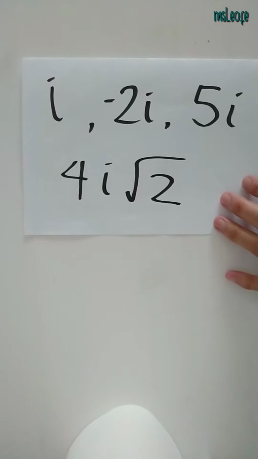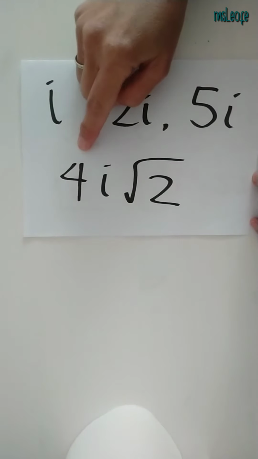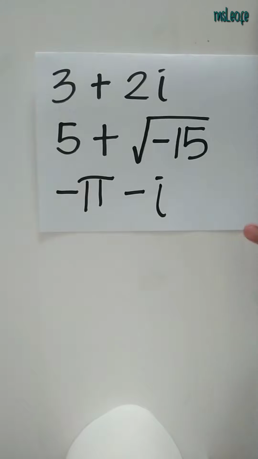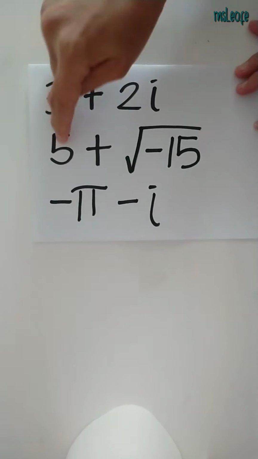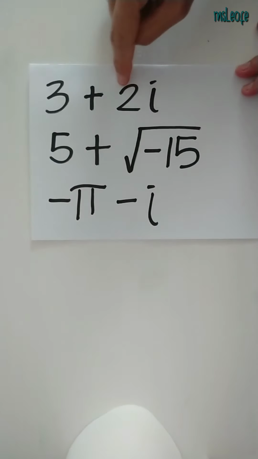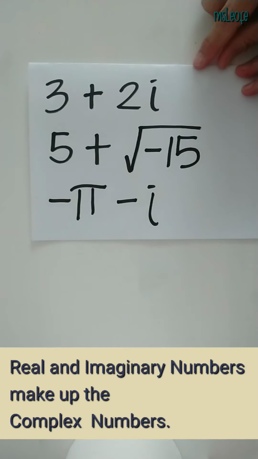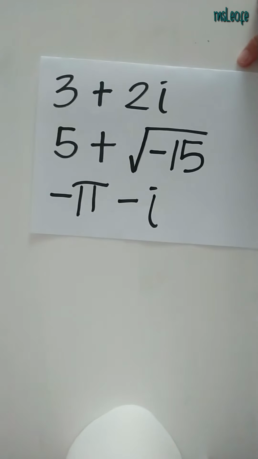We have another form of numbers, and these numbers contain i, negative 2i, 5i, 4i times the square root of 2. These are called imaginary numbers. Imaginary numbers contain i. And there's one more form of numbers. In this, we can see whole numbers or real numbers and some imaginary numbers. So we have 3 plus 2i, 5 plus the square root of negative 15, negative pi minus i. And what do we call these numbers? We call them complex numbers. Complex numbers contain real numbers and imaginary numbers.